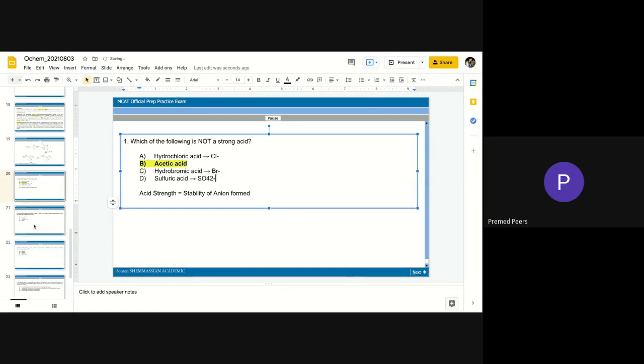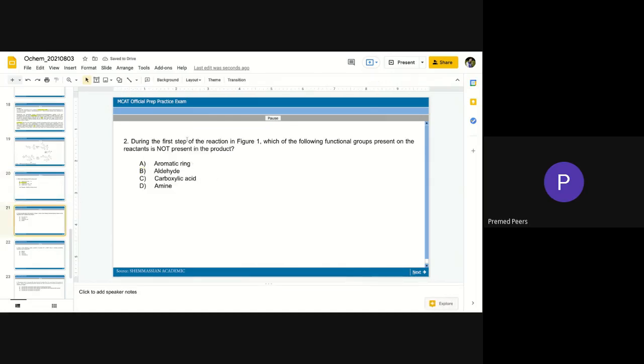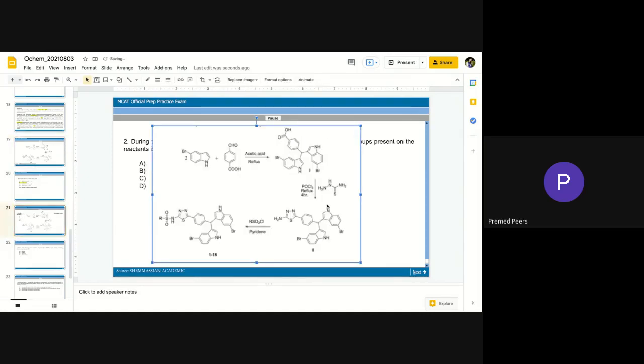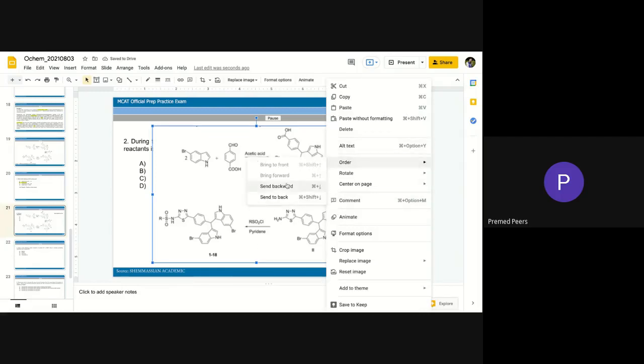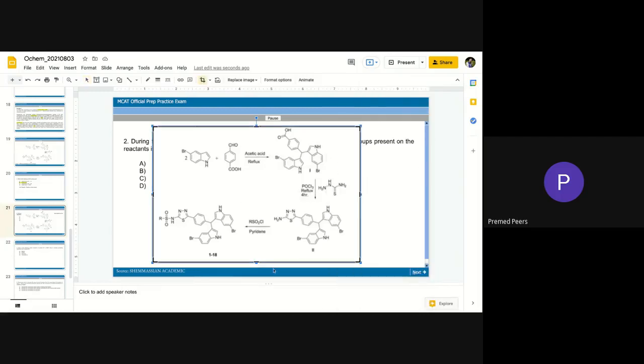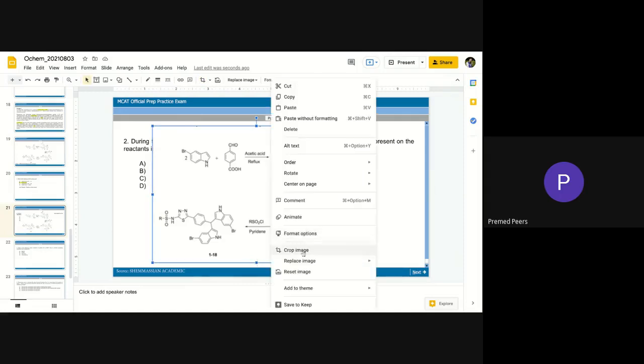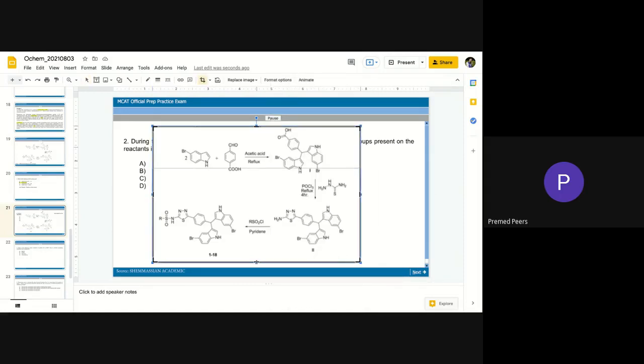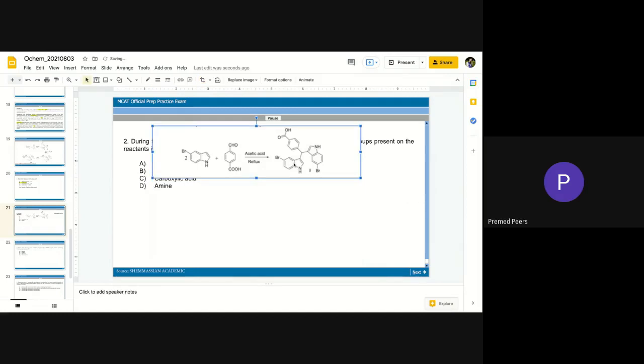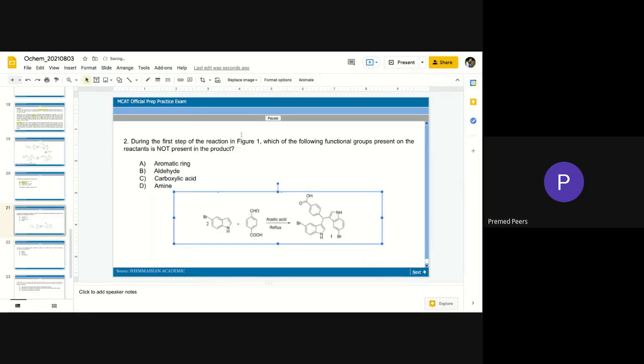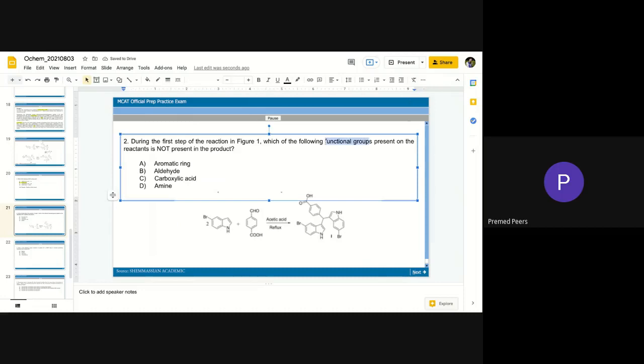So there you go. The next one talks about the first step of figure 1. So let's copy and paste figure 1 right here, and crop the image. There we go. It asks which functional group, so basically it's just the functional groups that we are looking for. We need to compare which one is not in the product.